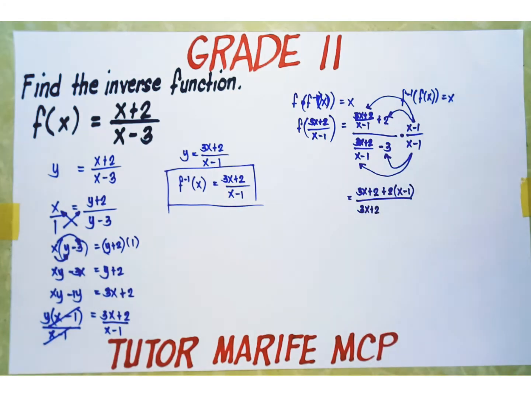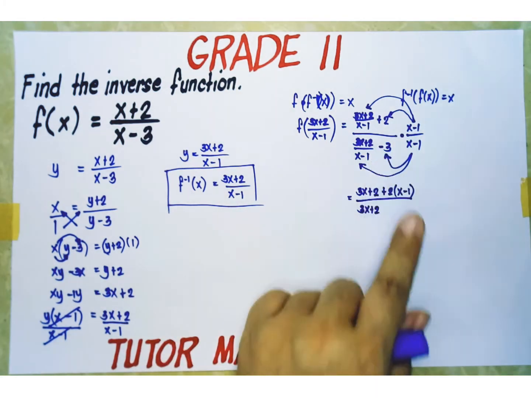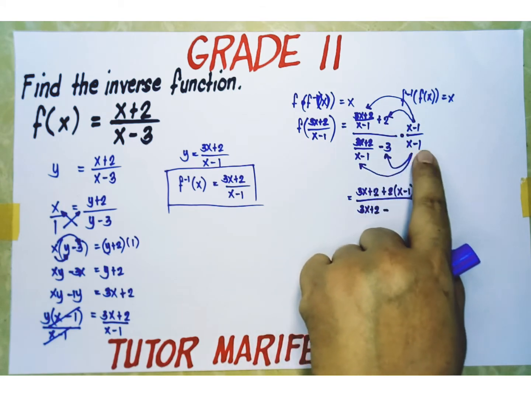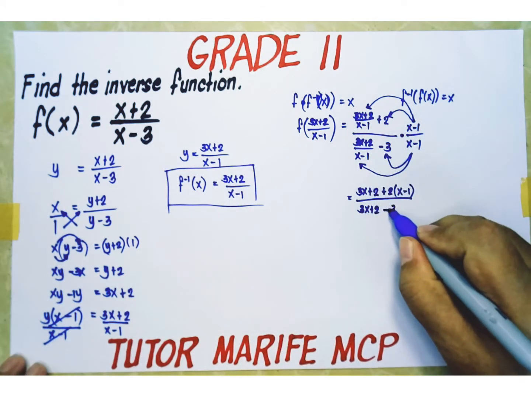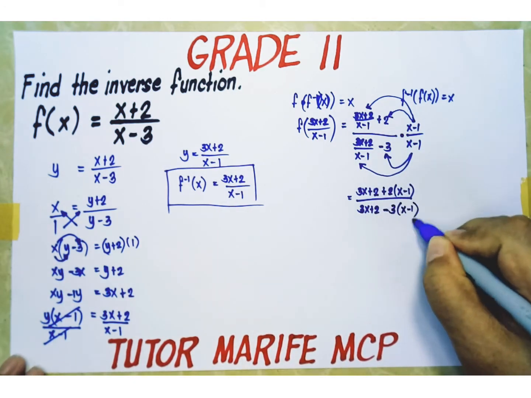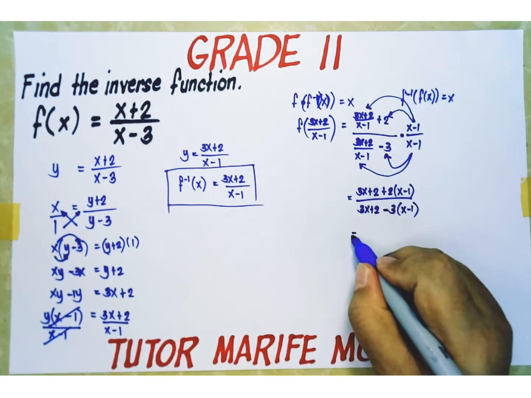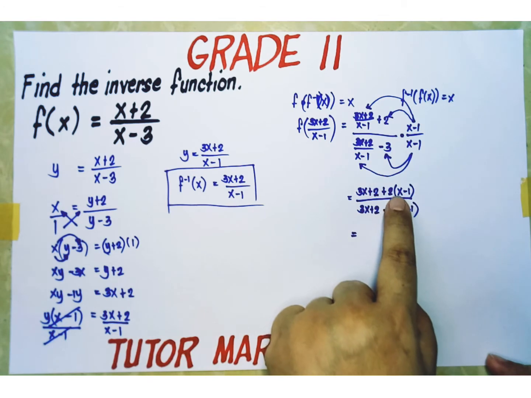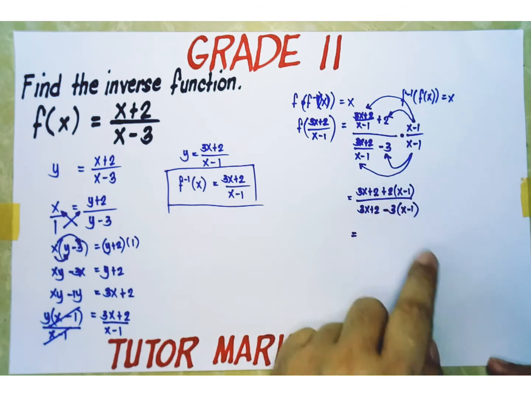We only have 3x plus 2, then minus second term times x minus 1. Okay. Next, again, use the distributive property to clear the parentheses.